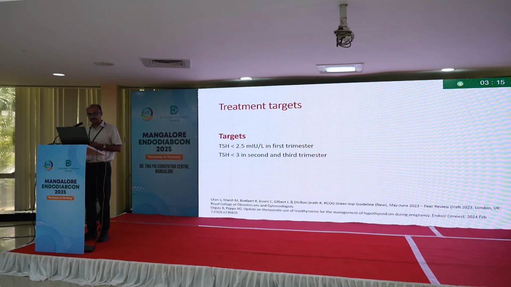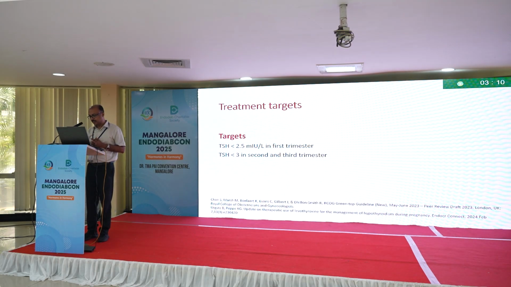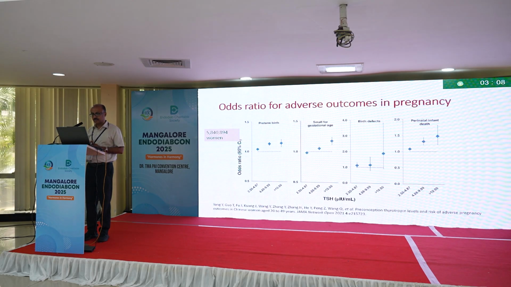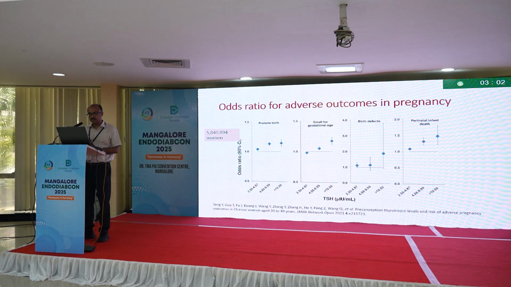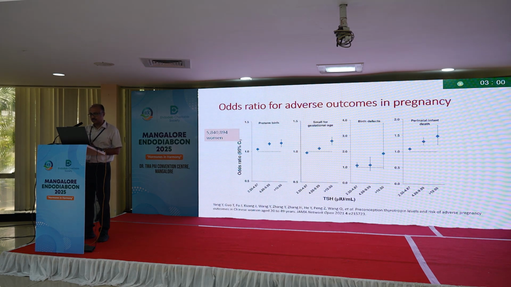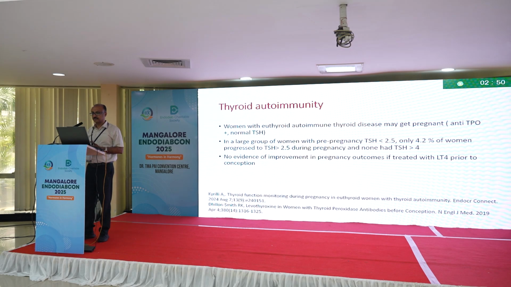Targets again: first trimester less than 2.5, less than 3 in second and third trimester. Again, there is data to show that as TSH increases, there are increased bad outcomes in terms of preterm birth, small for gestational age, birth defects and perinatal infant death. And this is a continuum of increase in risk, and you can see that once the TSH is more than 10, the risk goes up significantly.